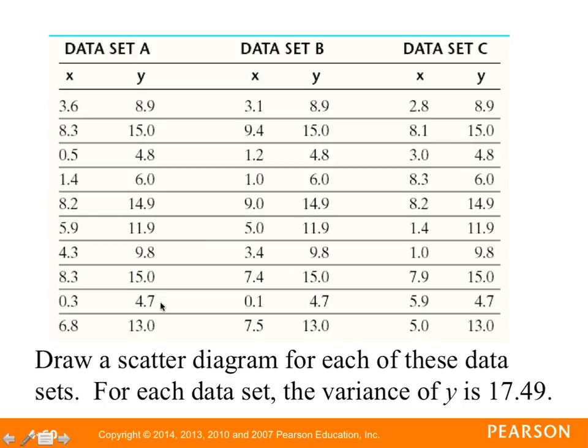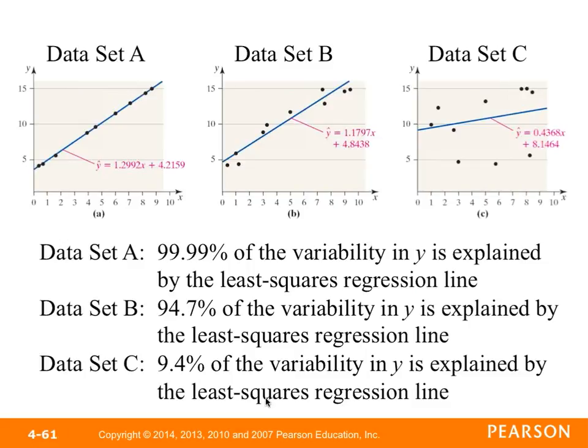Okay, let's take a look at this right here. Let's draw a scatter diagram for each of these data sets A, B, and C. It tells us that for each data set, the variance of y is 17.49. If we take a look at this one, we have data set A here. We have all of our values here. This one is very, very close to the actual line. So this one would maybe be 99.99% of the variability in y is explained by the least squares regression line.